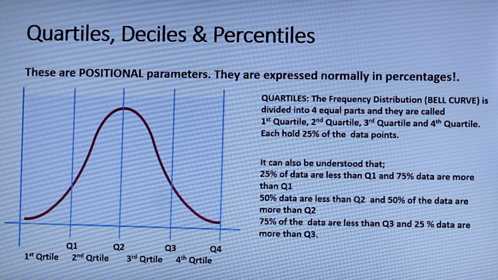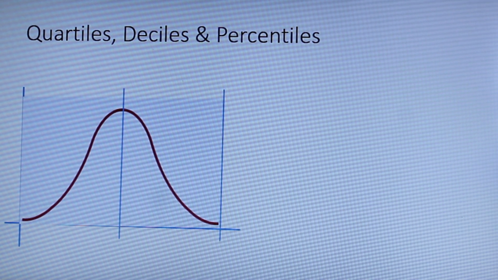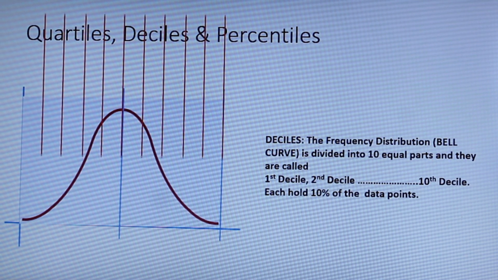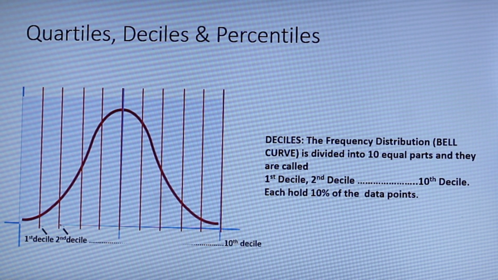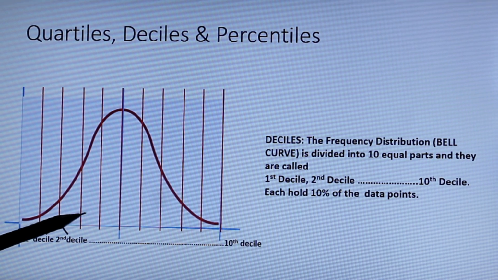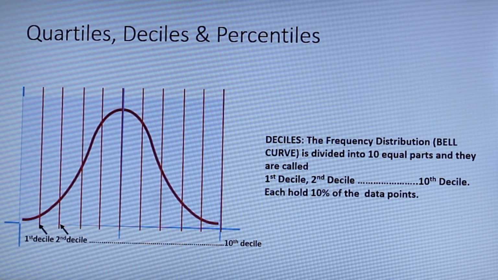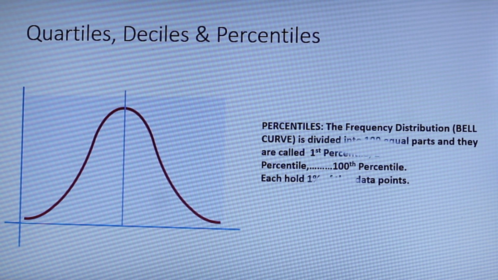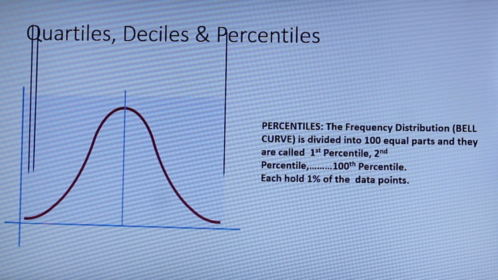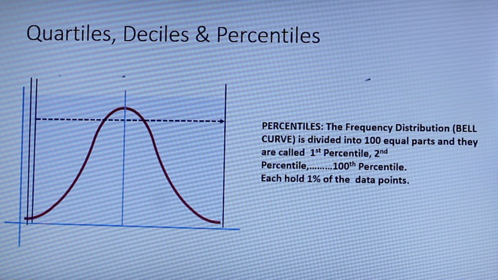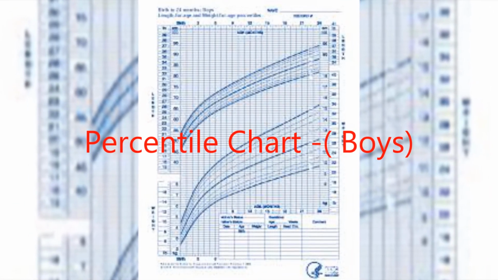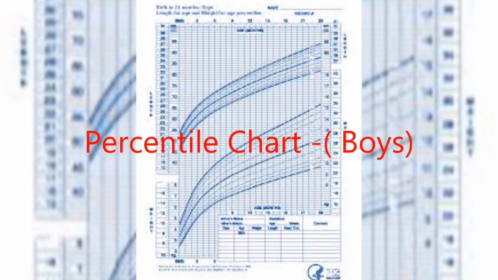Now when you divide the bell curve into 10 equal parts, it becomes the decile. That is the way you can understand it. When you divide the bell curve into 100 equal parts, it becomes a percentile. In the next session, we will take a couple of examples to understand percentiles.